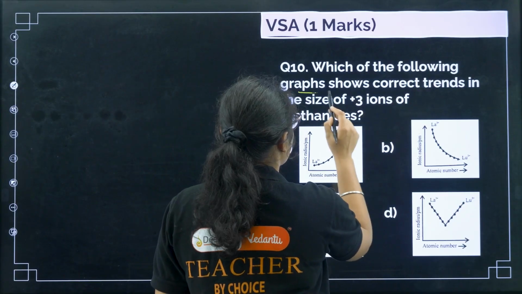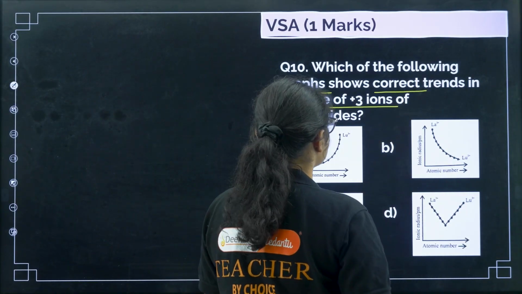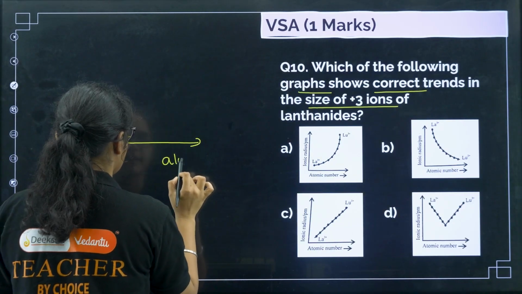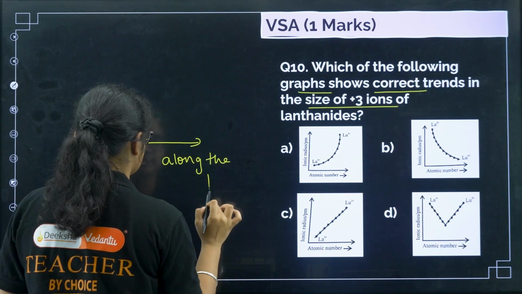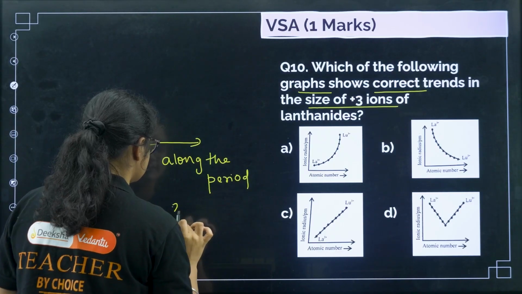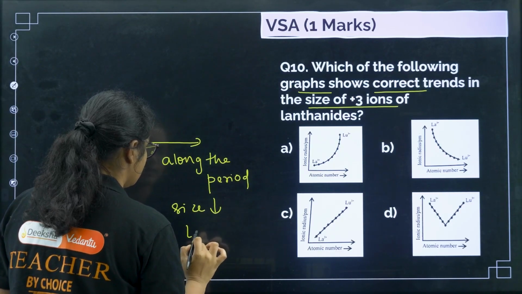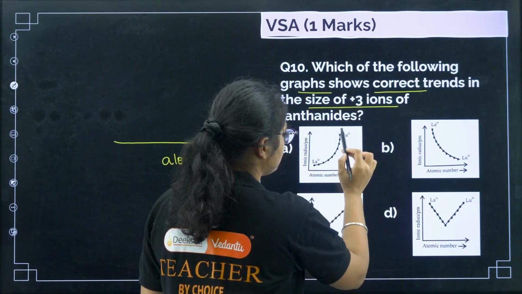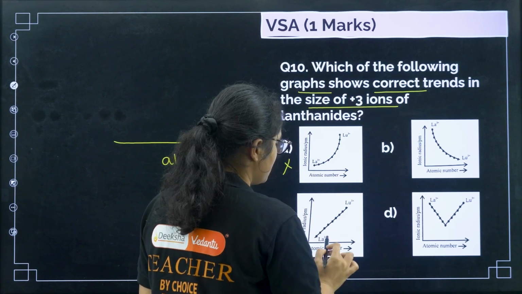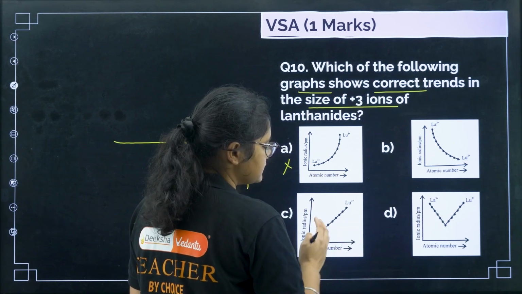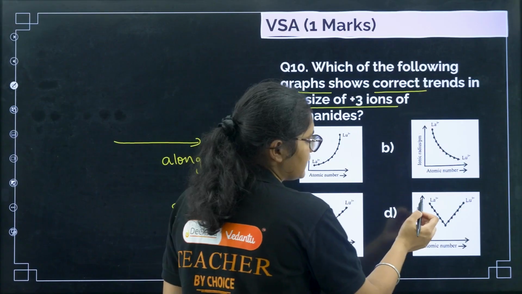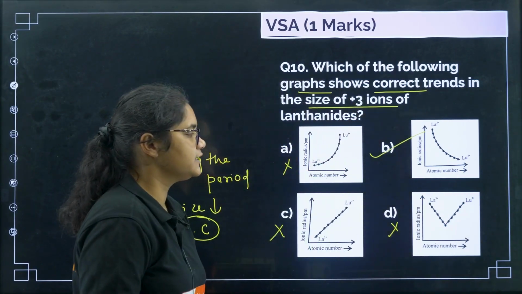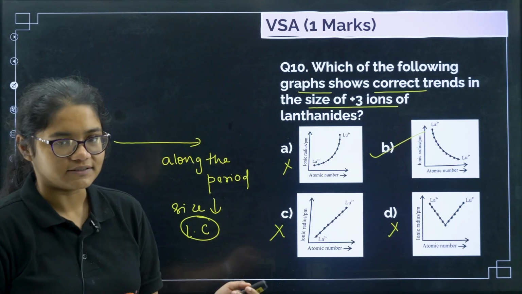Next, the last question of the MCQs. Which of the following graphs shows the correct trend in the size of +3 ions of lanthanides? Along the period, size decreases due to lanthanide contraction. Here from lanthanum to lutetium size is increasing, this is not correct. Here there is a linear increase, this is also not correct. Here there is a decrease and increase, this is also not correct. This one is correct, there is an exponential decrease. So option number B is the correct answer.